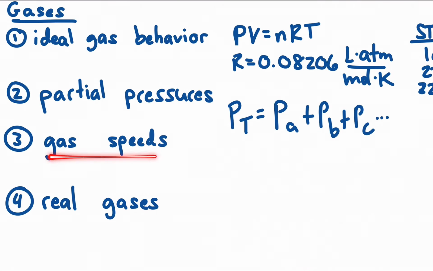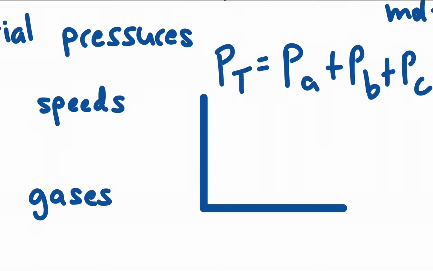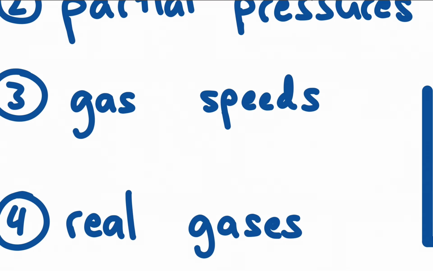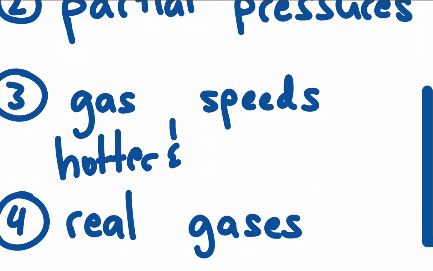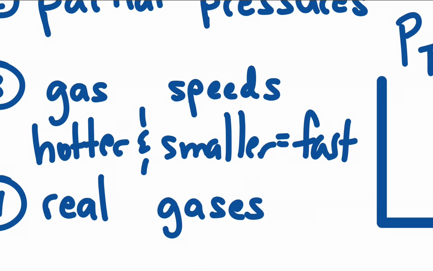Thirdly, what about the speeds of gases? We actually saw in that animation how gas speed is related to temperature. It's actually related to 2 things. The speed of a gas is related to how hot it is and how heavy it is. So hotter and smaller equals faster. Conceptually, that's really all you need to know right there. If you have a hot sample of gas and there's small atoms or molecules, they will move faster. And then the opposite is true. The heavier they get, the slower they get. The colder they get, the slower they get.